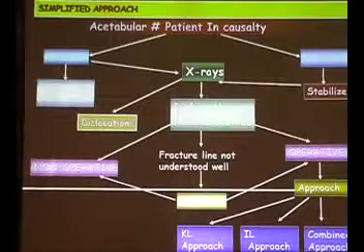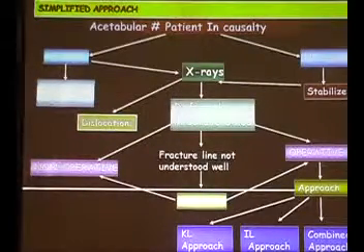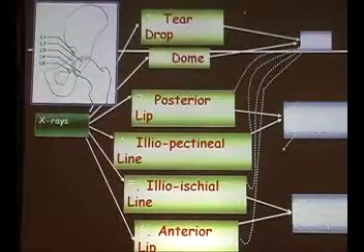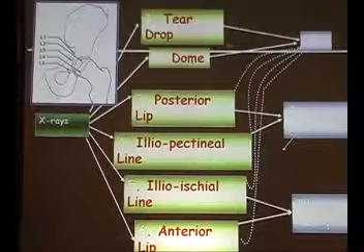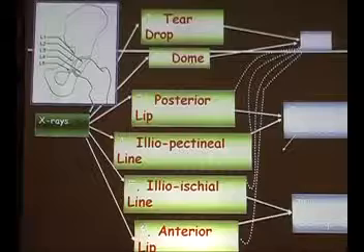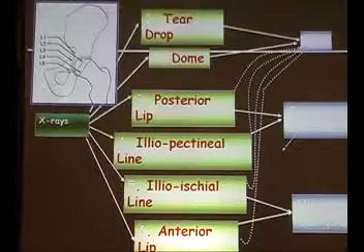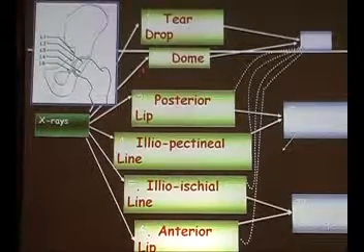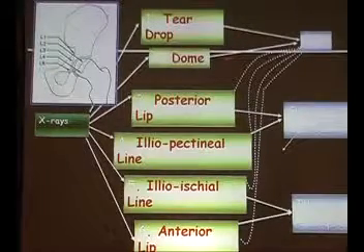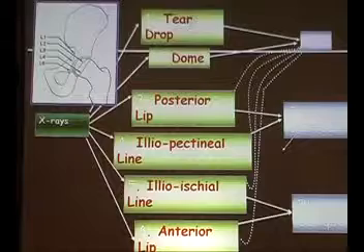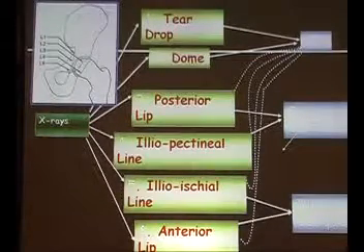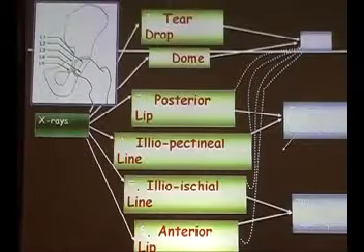These fracture lines will tell us whether there is anterior or posterior involvement. So what are these lines? First, you have to see on an X-ray the teardrop, dome, posterior wall or lip, iliopectineal line, ilioischial line, and anterior lip. So these are seen on the X-rays. The teardrop and dome are best seen in the AP view, the posterior lip and iliopectineal line in the obturator oblique, and the ilioischial line and anterior lip in the iliac oblique.